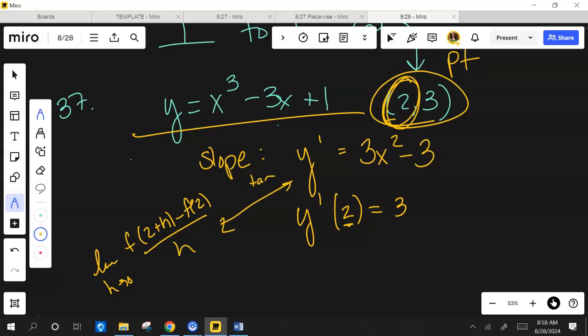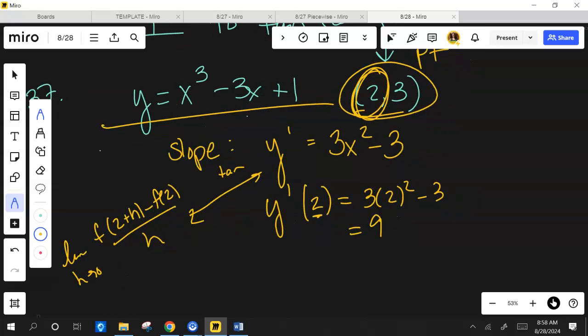So this would be 3 times 2 squared minus 3. 3 times 4 is 12. 12 minus 3 is 9. Yes? What is 9? Tell me in words what 9 is. The slope of the tangent line, keep going, at the point 2, 3, right? This is a cubic at this point 2, 3. If this is 2, 3, the slope of this line is 9.